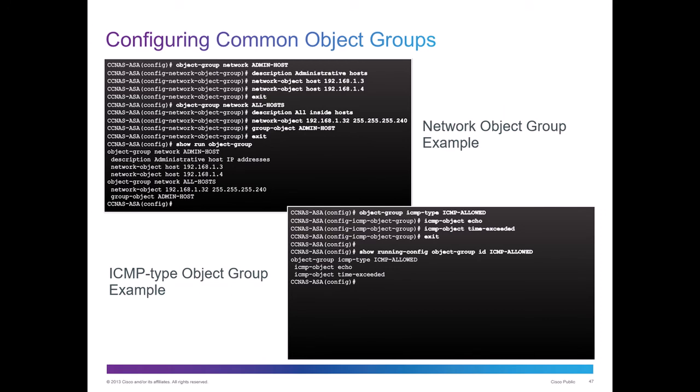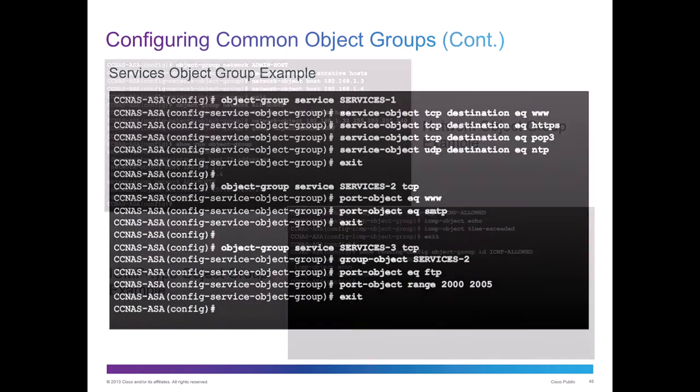Here are some configurations of common object groups. So object group network admin hosts. You give it a little description in case you ever need to look at it. So in this case, these are the administrative hosts. Here's a network object, host 1.3 and 1.4. All hosts, so you give it the range of addresses. Here's an ICMP type called ICMP allowed. So ICMP object echo and ICMP object time exceeded. So you'll see you can actually put these in NAT or ACLs by just calling the ICMP type object. Makes it much easier.